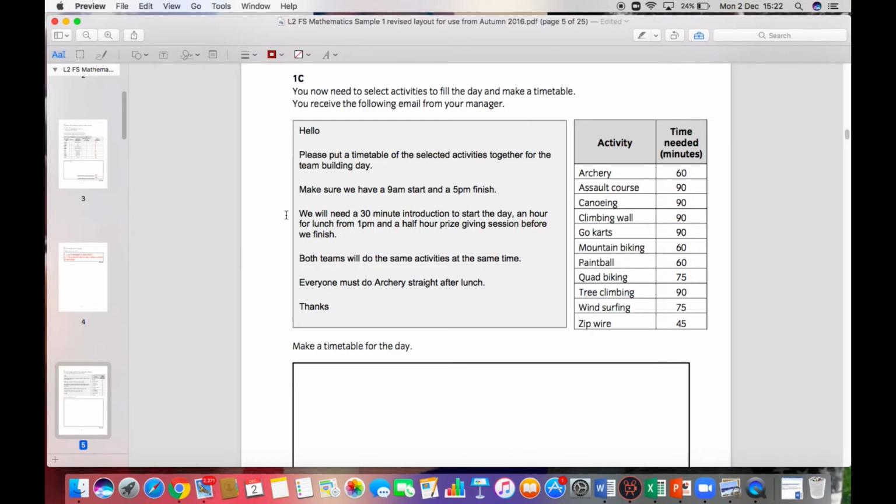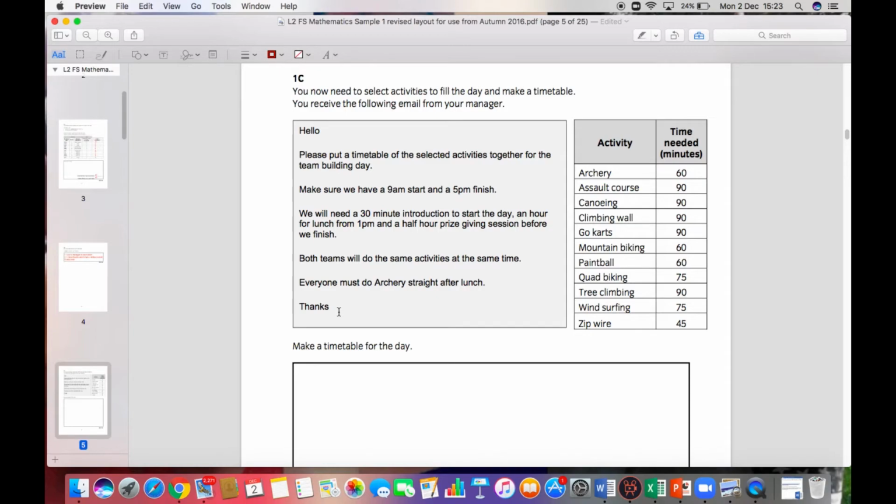Make sure we have a 9 a.m. start and a 5 p.m. finish. We will need a 30-minute introduction to start the day, an hour for lunch from 1 p.m. and a half an hour prize giving session before we finish. Both teams will do the same activities at the same time, and everyone must do archery straight after lunch. So actually, it's giving you a lot of information there.